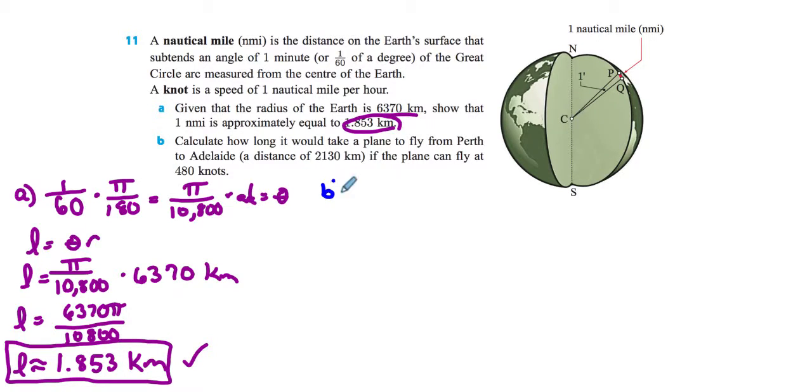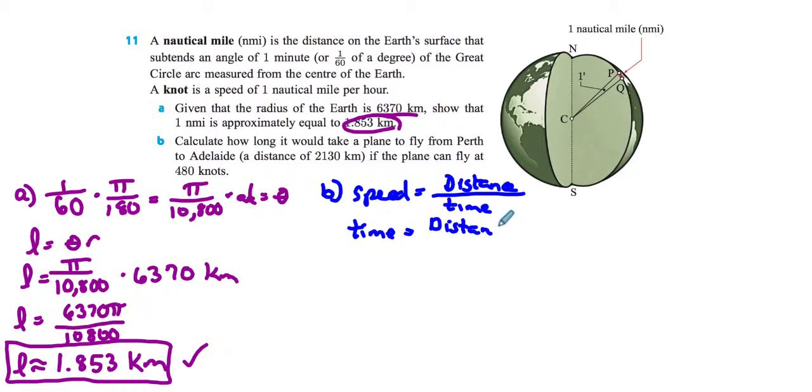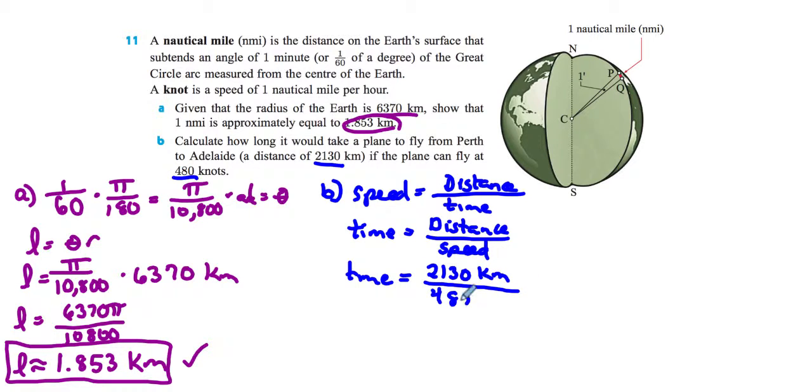B, calculate how long it would take a plane to fly at 480 knots. So I have to know that speed is equal to distance divided by time, or if I rewrite this and solve for time, because that's what I want to know, time is equal to distance divided by speed. So I just figured out that the distance I need to travel is 2,130 kilometers. That was given to us. And the speed is 480 knots. Well, the knots unit of measurement was also given in the problem, which is nautical miles per hour.